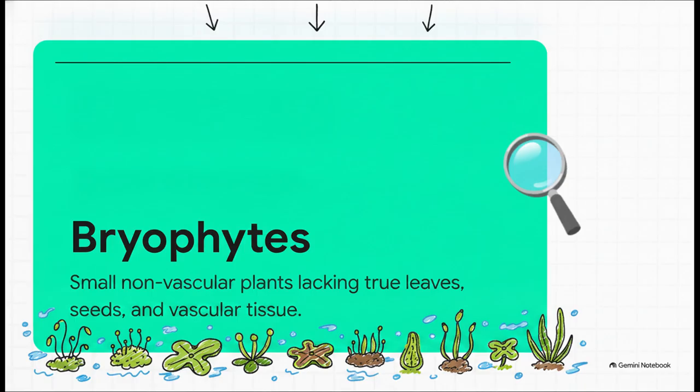These early pioneers are known as bryophytes, and incredibly today, more than 17,000 species of bryophytes still survive. Because they completely lack internal plumbing, which we call vascular tissue, they just cannot transport water and dissolved substances over long distances. This means they not only lack true leaves, stems, and seeds, but they are physically restricted to damp, moist habitats where they rely on simple osmosis and diffusion to survive.